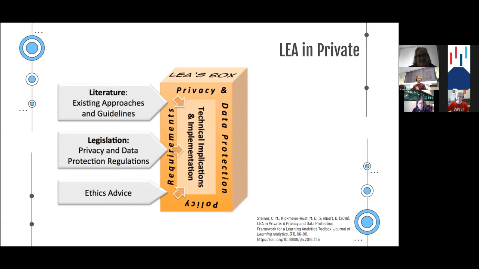Leah's box further represents a data protection frame. It basically is comprised of a set of 8 principles for ensuring ethical treatment of personal data in learning analytics platforms and services. So the focus here gets more specifically framed around data protection and data privacy.